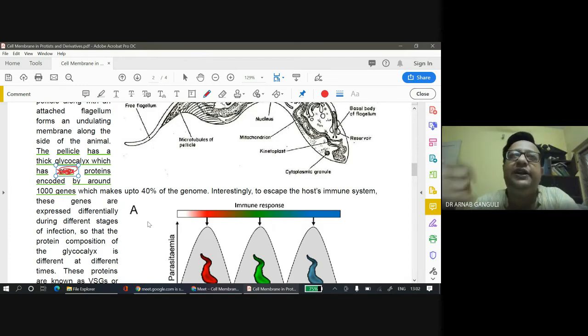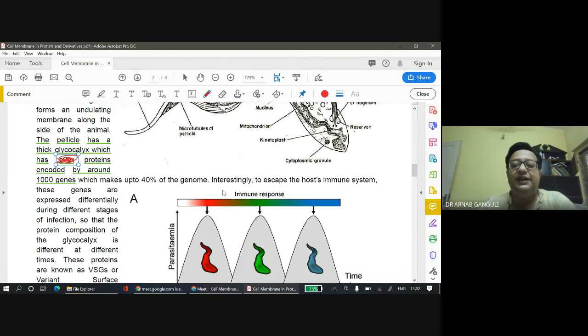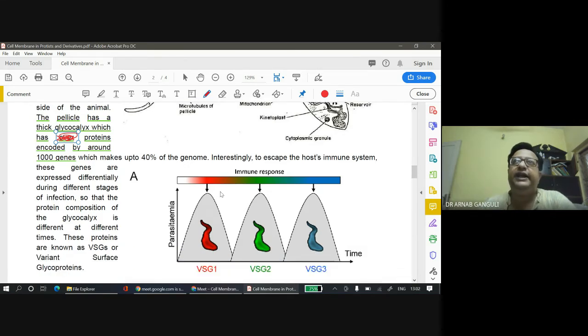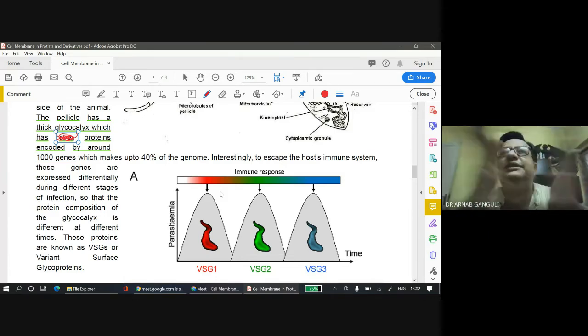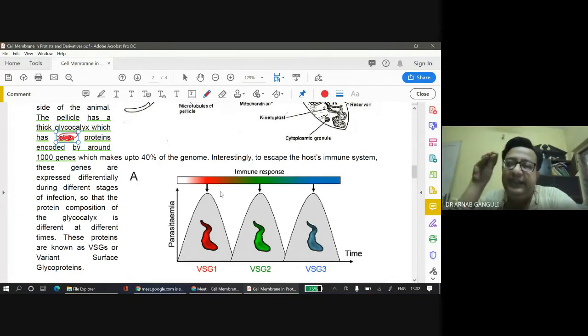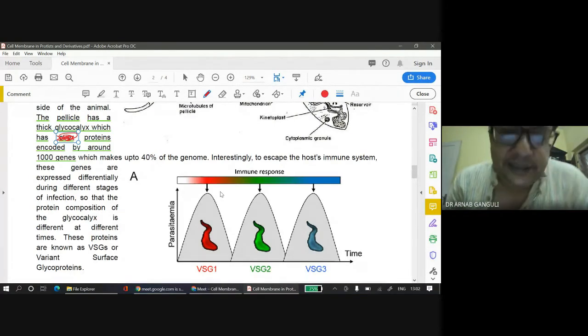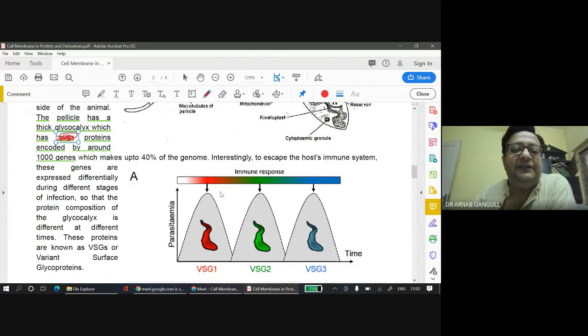You have a new set of proteins being made, and the organism escapes the first line of defense. Now, with the new set of proteins, the immune system will try to make antibodies against them. So by the time the antibodies are produced, another set of proteins is made. So many antibodies are made, but the organism evades the immune system and establishes infection inside the host.